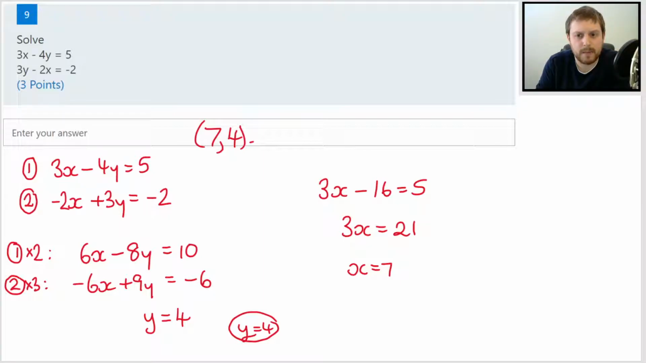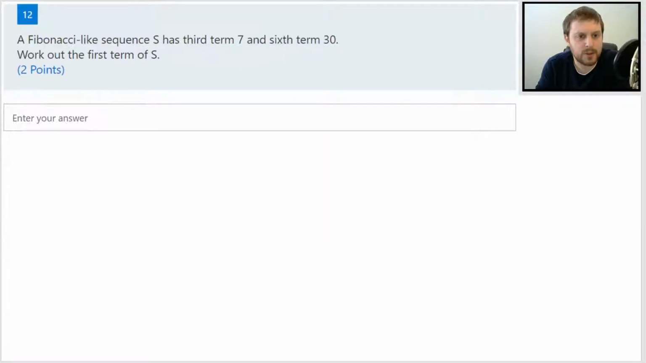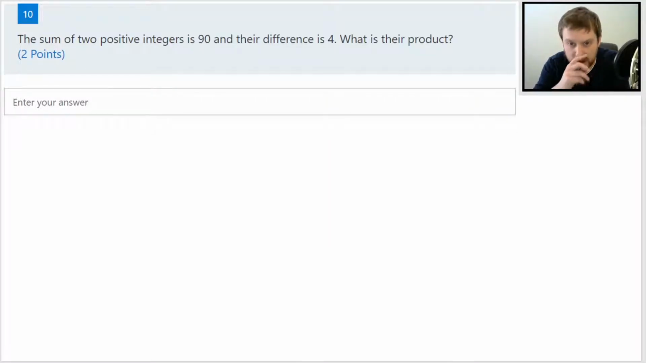Just going to double check. Great, super. Okay, right, number 10. So number 10, number 11, and number 12 start to become a little bit more problem solving. Number 10 is one you could actually just do by trial and error, but let me show you how to set up and solve some simultaneous equations that will actually get you the answer.